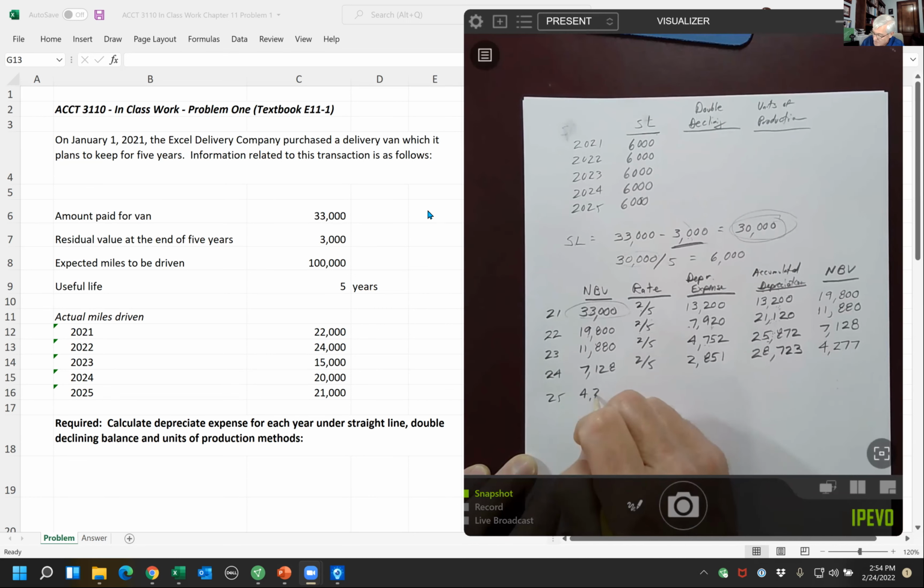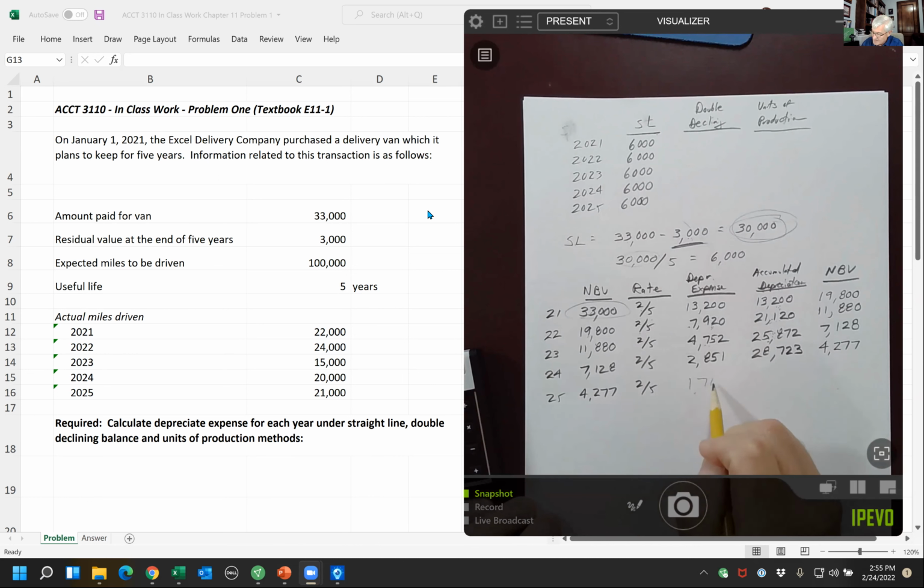2025, 4,277 times 2/5. Let's go see what that number would be. 4,277. That would be 1,710. What's the problem? If we add 1,710, really 1,711 with rounding, to 28,723, that would take this to 30,433. Too much.